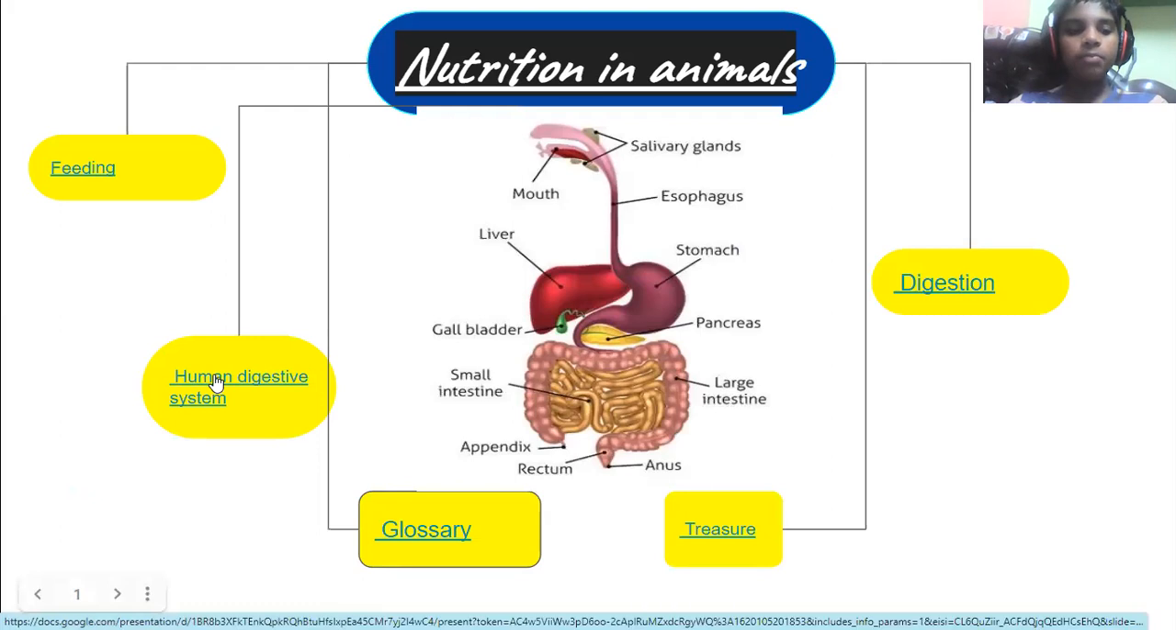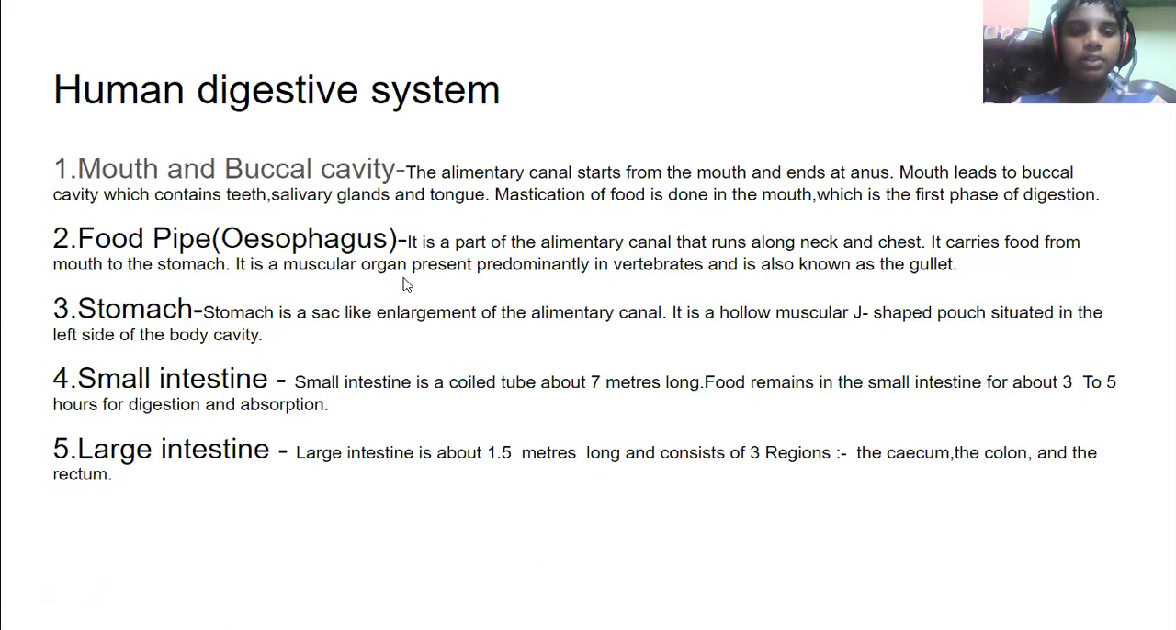Next comes the human digestive system. Mouth and buccal cavity. The alimentary canal starts from the mouth and ends at the anus. Mouth leads to the buccal cavity, which contains teeth, salivary glands and tongue. Mastication of food is done in the mouth, which is the first phase of digestion. It means that the digestive system or the alimentary canal starts from the mouth.